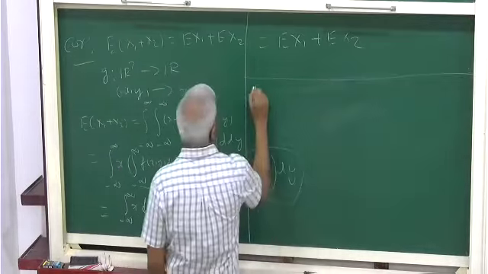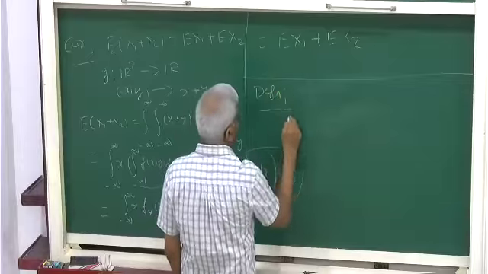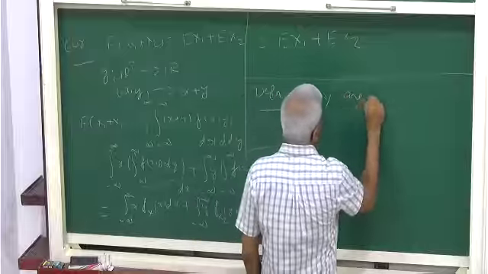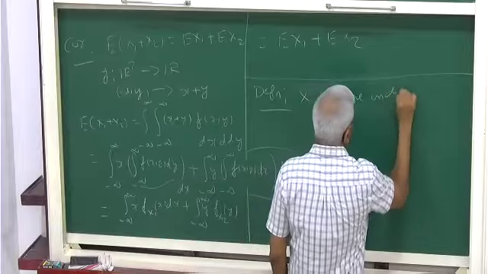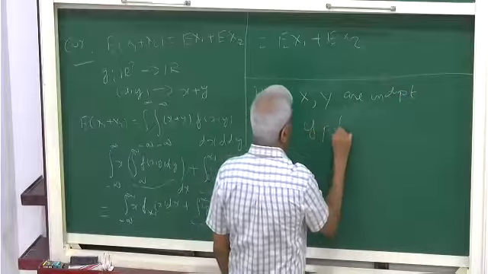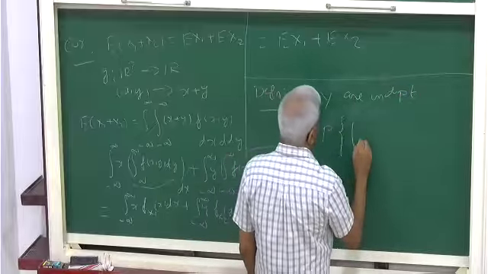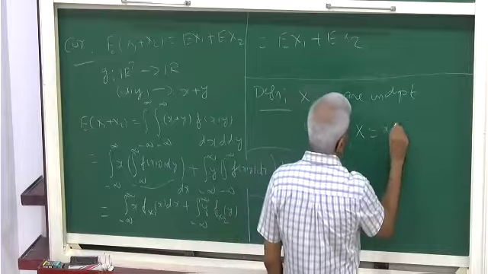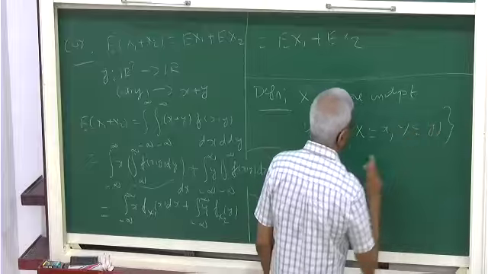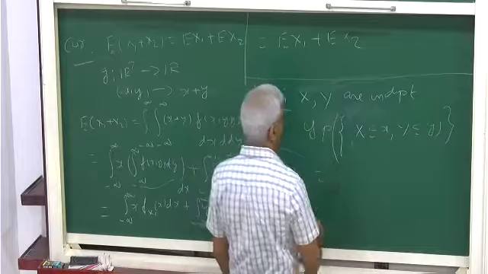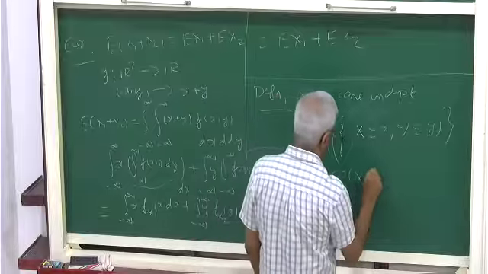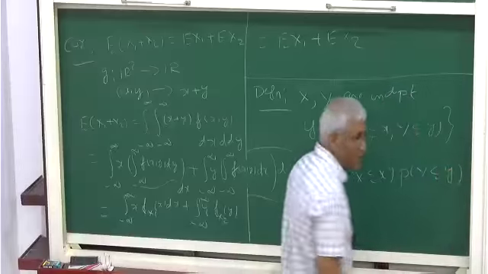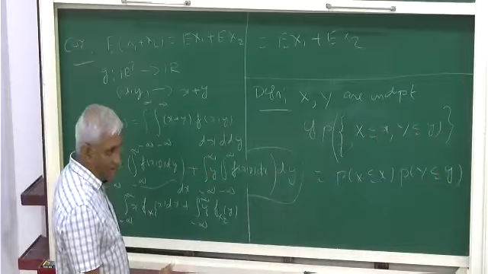Then we define the following. We actually have defined this. We can generalize to n variables. X, Y, two random variables, are independent if the probability of X less than or equal to x and Y less than or equal to y is equal to the probability of X less than or equal to x times the probability of Y less than or equal to y, if it is multiplicative this way. So this is what independence is.